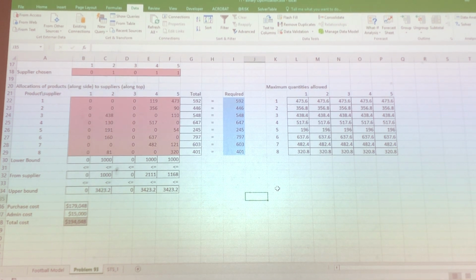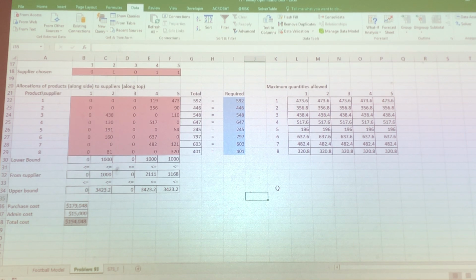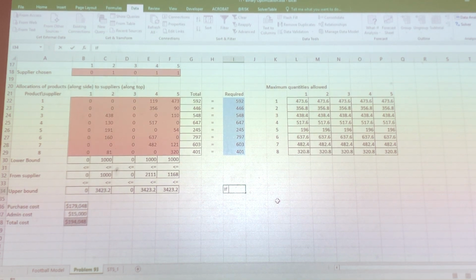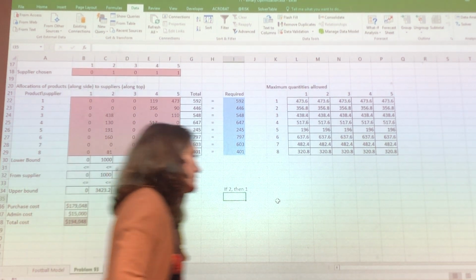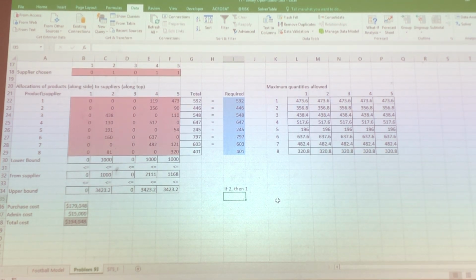The next constraint is, if you use supplier 2, you must also use supplier 1. Okay, we're using 2, we're not using 1. All right, you will have a space on your test where you have a little area to do the documentation that goes with these little add-on binary constraints. So if 2, then 1 is a good way to look at it.